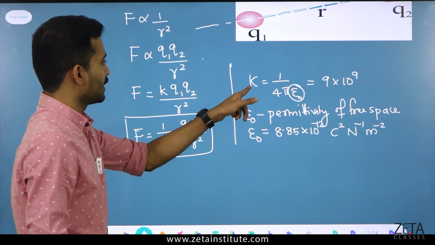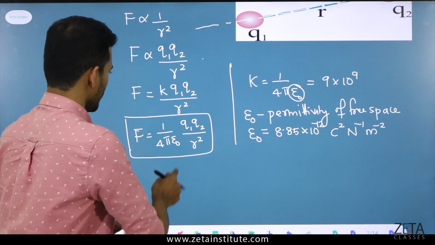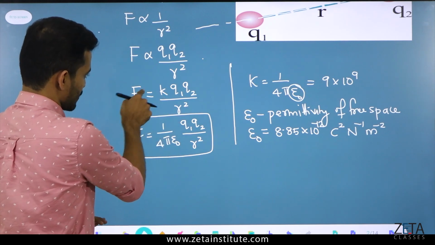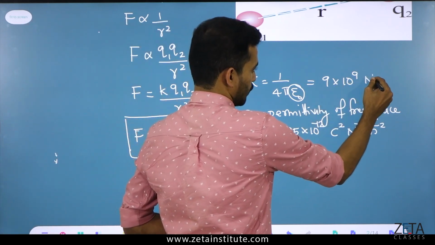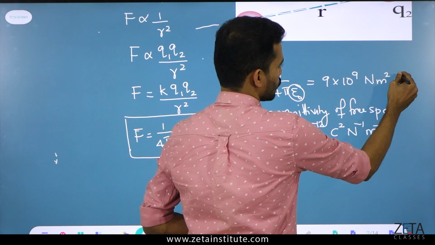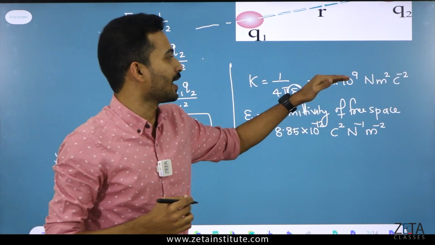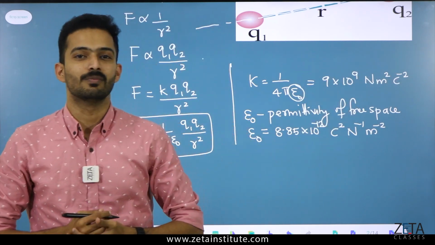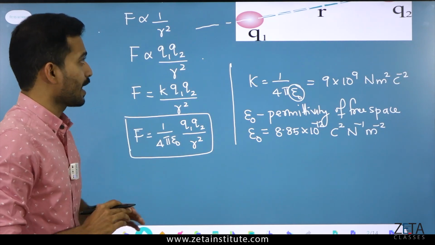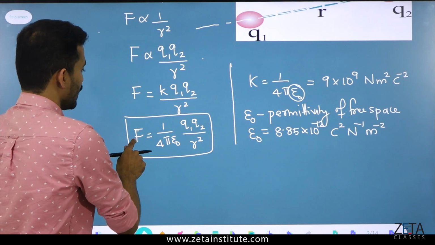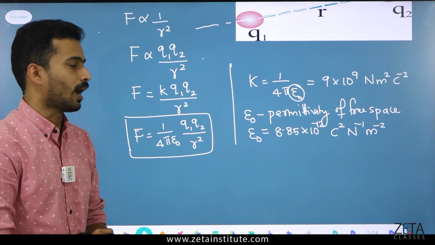In the same way, let us obtain the unit for k, that is 1 by 4 pi epsilon 0. So listen, this comes to this side, that is F r square by q1 q2. Then we write Newton meter square Coulomb raised to minus 2. So the value of k is 1 by 4 pi epsilon 0 and it is given by 9 into 10 raised to 9 Newton meter square Coulomb raised to minus 2. So the force between two charges placed in vacuum is given by F is equal to 1 by 4 pi epsilon 0 q1 q2 divided by r square.